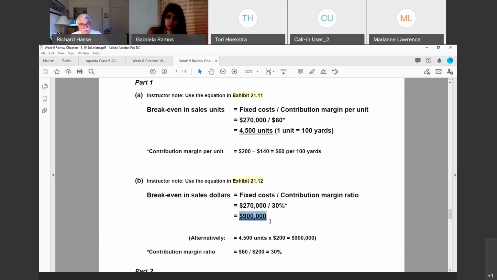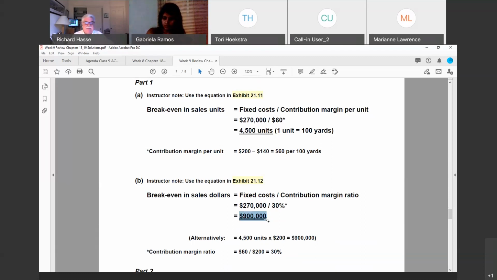Now, and there's nothing wrong with this, Gabriella also said, all right, Mr. Hassey, if I take 4,500 units times $200, I get 900,000. That's exactly right. Nothing wrong with that. But I wanted you to get used to understanding the contribution margin ratio, because the method to that madness means that you're going to be using that when it gets to business finance. That's why it's important for you to know the contribution margin. Okay? Make sense?